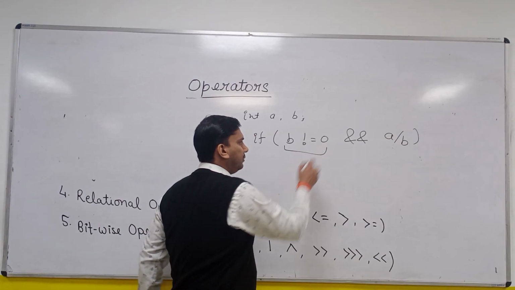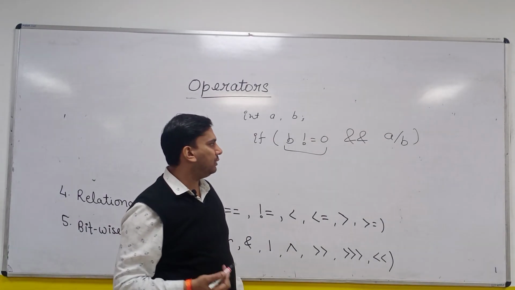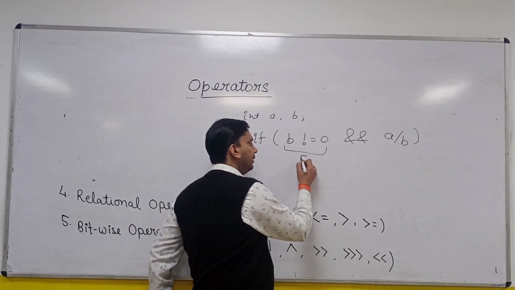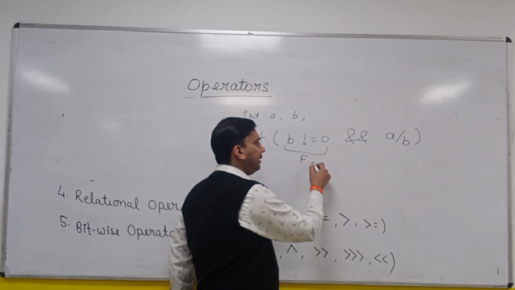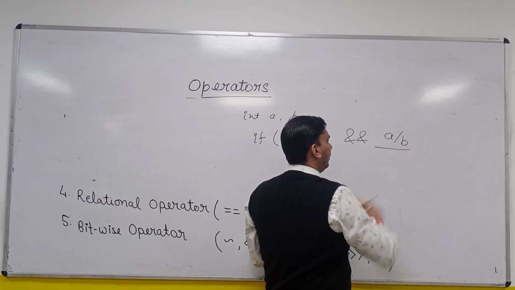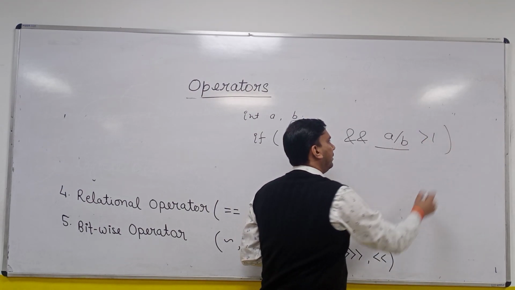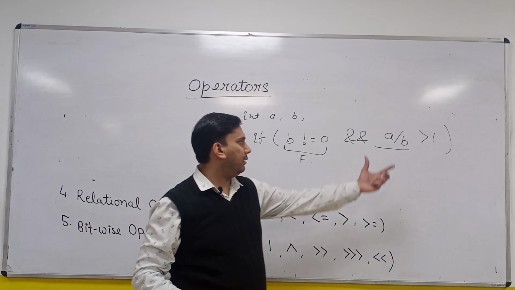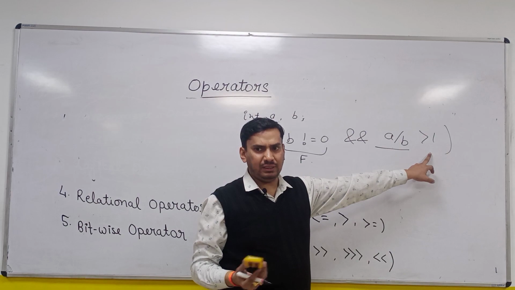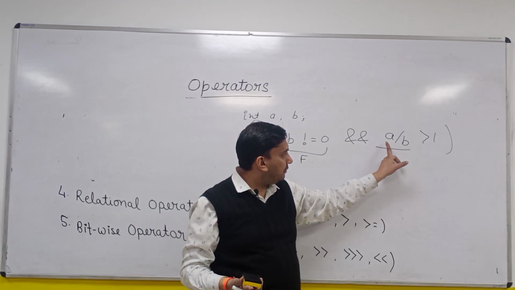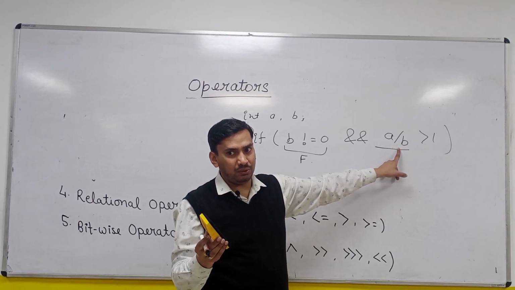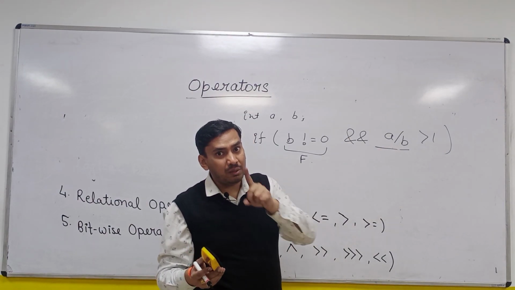I have written b is not equal to 0. Suppose my b is 0. What is going to happen? This results in false, so the short circuit AND will say, okay, do not execute this. Suppose I want to check that a divided by b must be greater than 1. But wait, a divided by b should not be directly calculated because b may be 0. So what is my primary task now? b should not be 0.